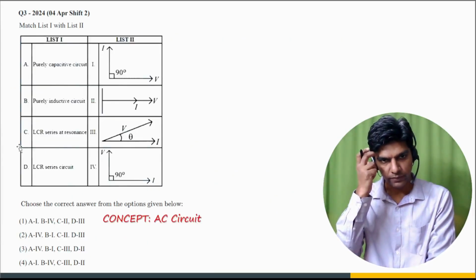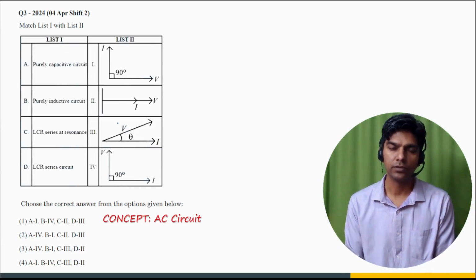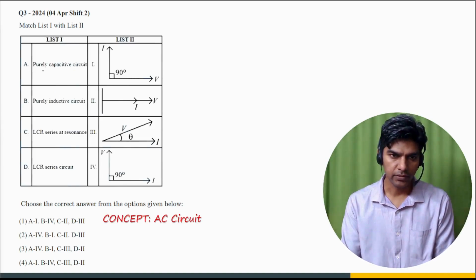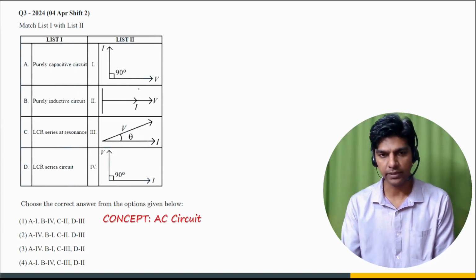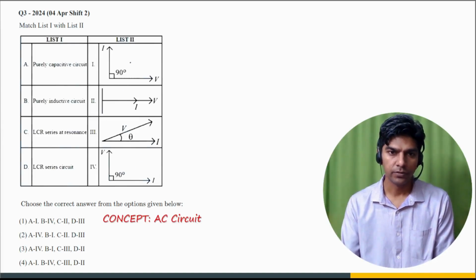So here we have given a list, two columns, and we have to match the columns, right? So in list one, we have A is purely capacitive circuit. And we have given phasor diagrams in the second list. So in a purely capacitive circuit, current leads the voltage by pi by 2. So we can say A corresponds to 1, where current is leading. So A corresponds to 1. So it means option 2 and option 3 are incorrect.